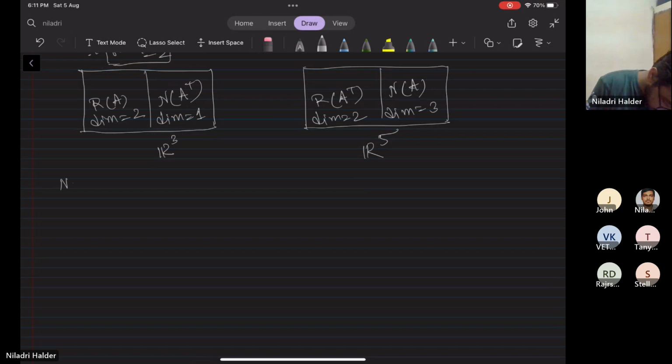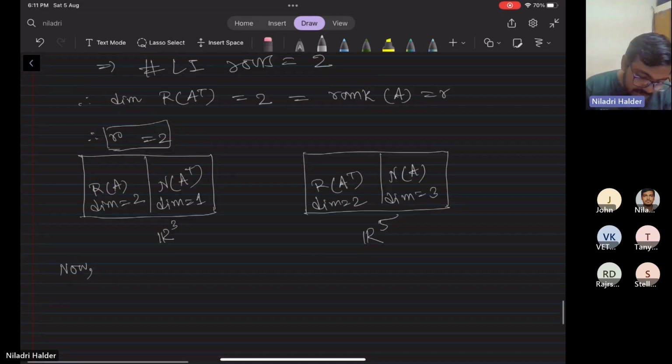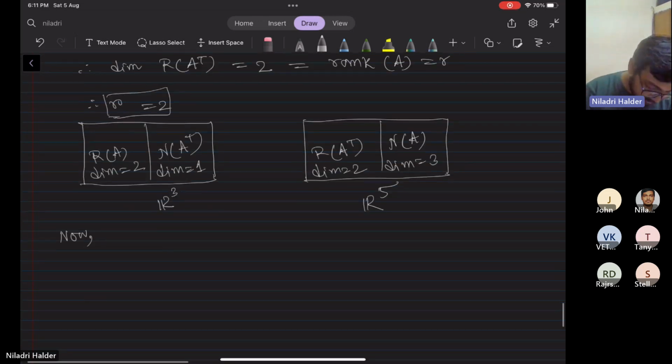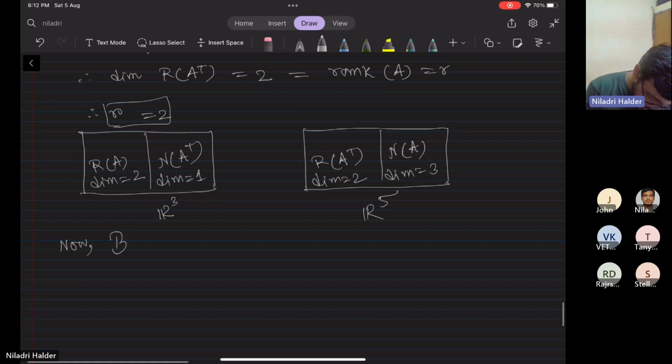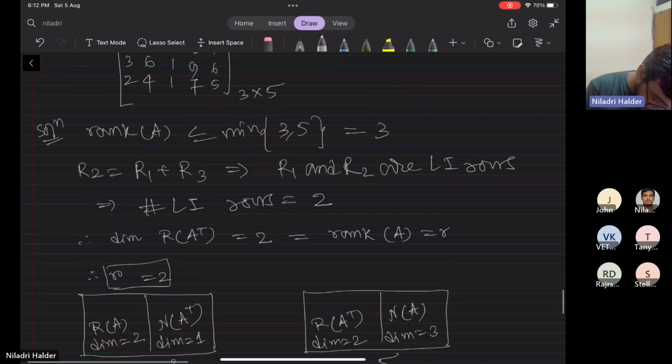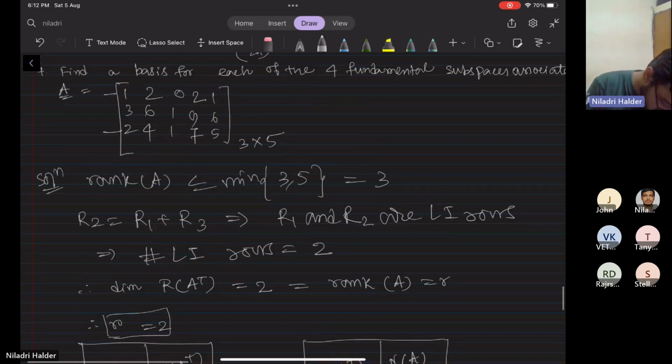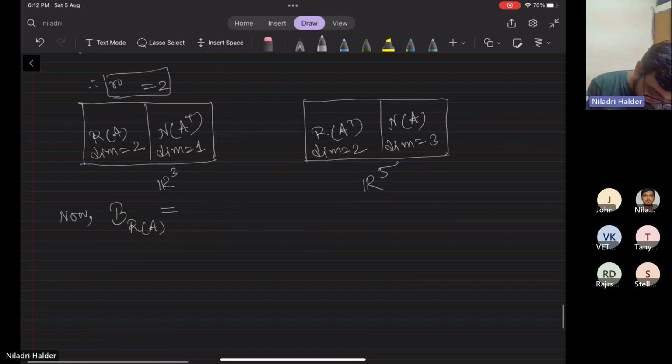So now, a basis means the linearly independent vectors of that space, that means the maximum number of linearly independent vectors in the range space of A. That we should find out. Suppose this is the basis B of the range space of A, the maximum number of linearly independent vectors. Here, row 1 and row 2 are linearly independent vectors.